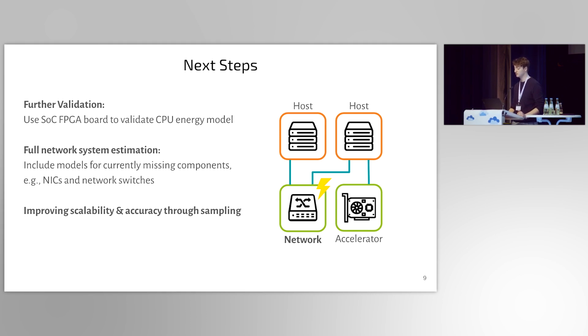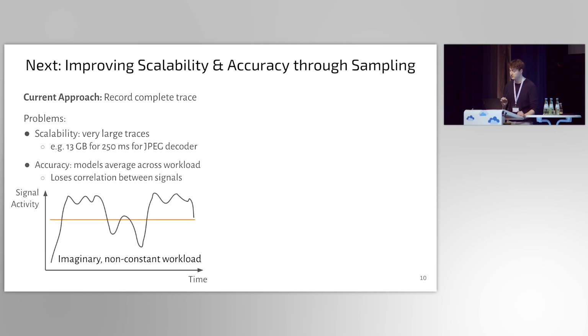However, there's a lot of stuff that I still want to look into. First of all, I'd like to do further validation, especially for the CPU energy model, which we haven't looked at so far. Second, the longer-term goal is to enable full network system estimation, and this mainly means incorporating additional energy models, for example, for SmartNICs or for programmable network switches. And third, and this is actually a short-term goal, is to improve the scalability and accuracy of DSim by sampling the workload information. So what do I mean by that?